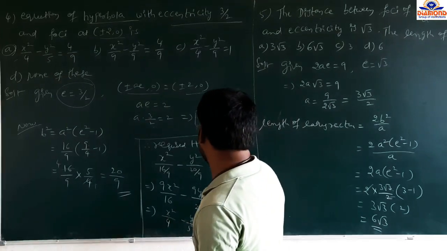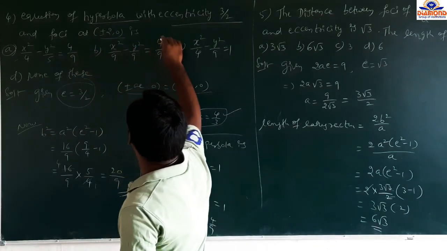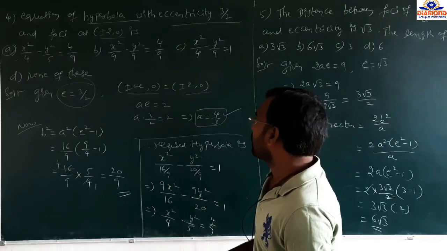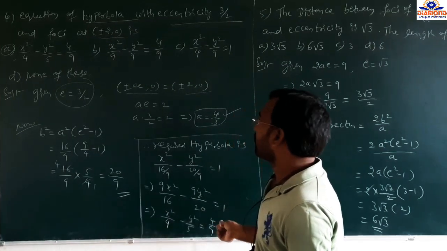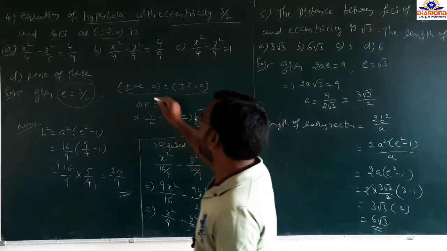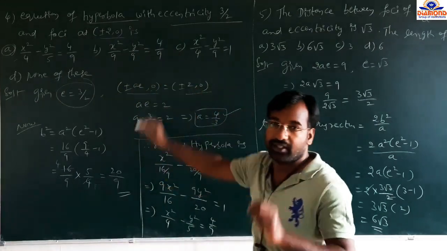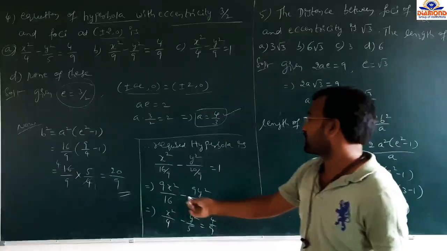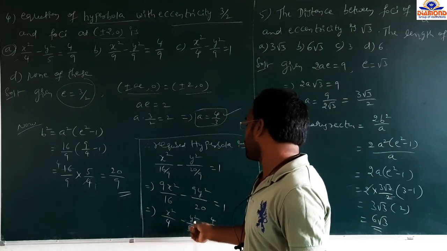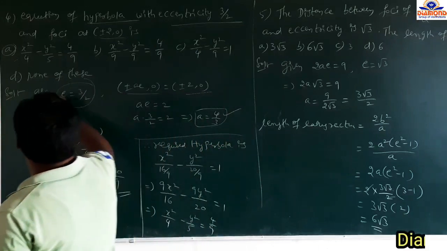But the options are not given like this. In option A, 4 by 9 is given, in option B also 4 by 9 is given, and option C does not match this one. So here 1 is there. How to get that option? Both sides are multiplied with 4 by 9, because in option A equal to 4 by 9 is given, and in option B also 4 by 9 is given. That's why both sides are multiplied with 4 by 9. What you get: x square by 4 minus y square by 5 equal to 4 by 9. So this is equivalent to option A.